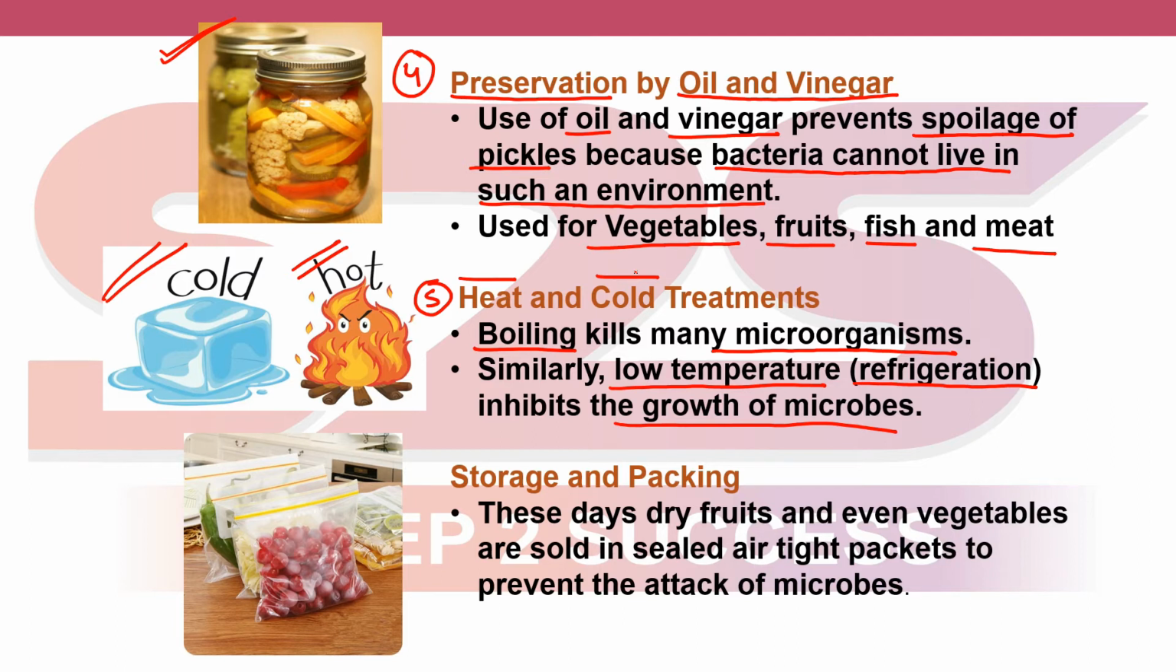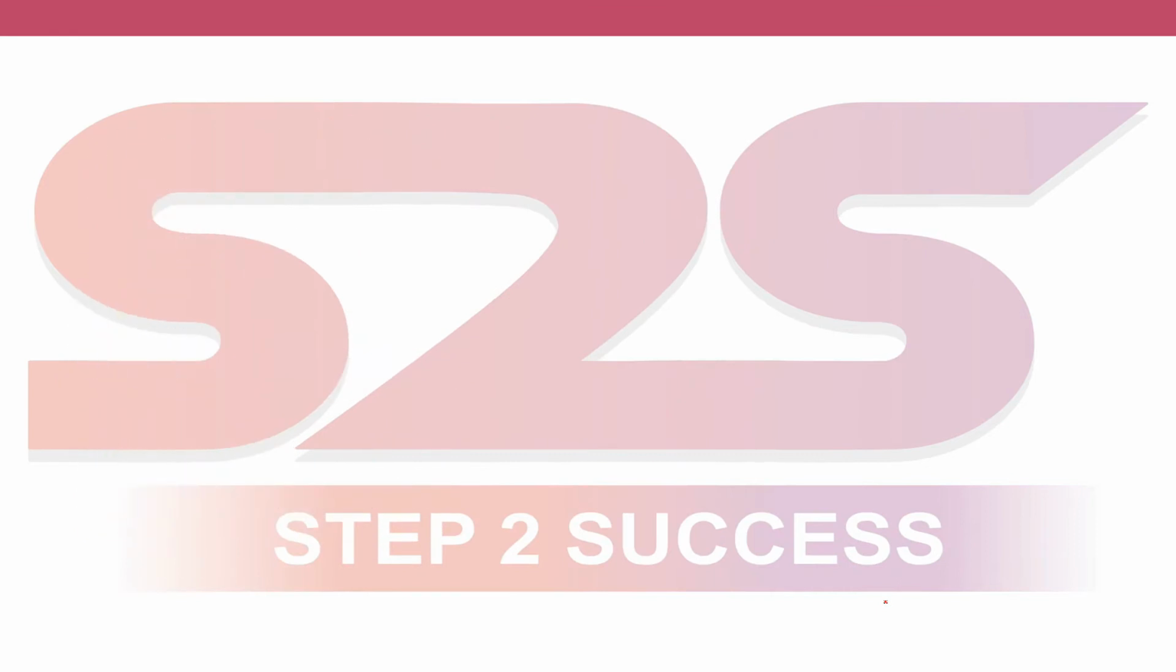So the next is storage and packing. These days, dry fruits and even vegetables are sold in sealed airtight packets to prevent the attack of microbes. So basically the dry fruits, vegetables and almost everything in the market is sold in sealed air packets. So this is the method of storage and packing. They prevent the attack of microbes because the air is not let inside.